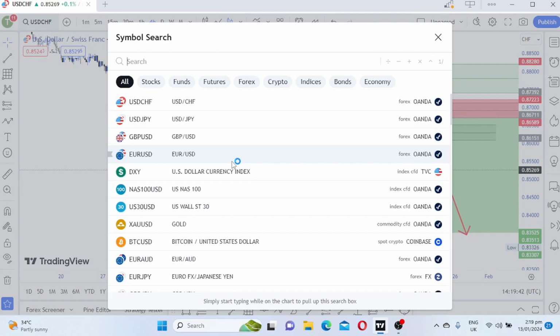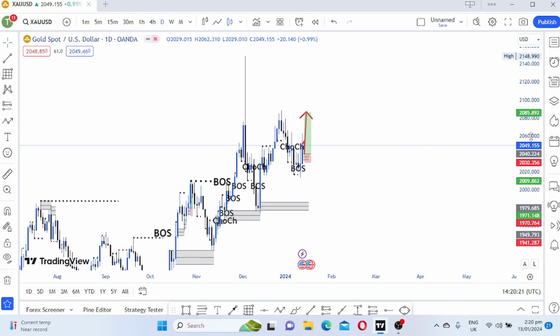Gold, guys, as you can see, this is the daily time frame. So let me just quickly zoom in. You can see there, DXY, I mean gold. As you can see now, we are in an uptrend, guys.